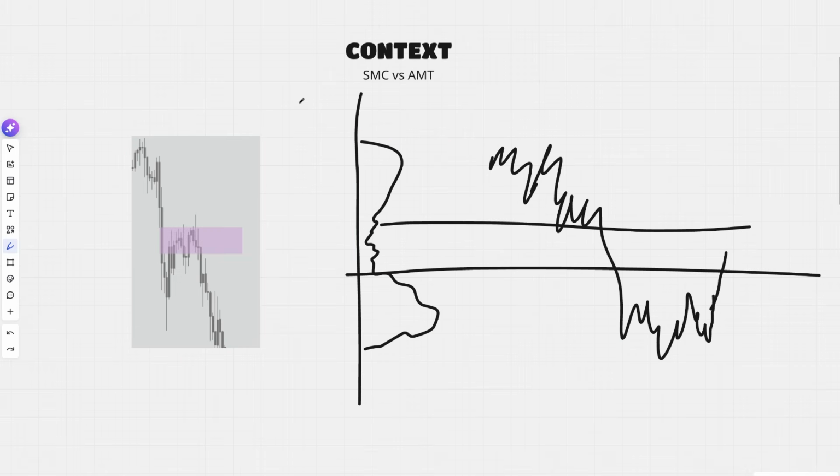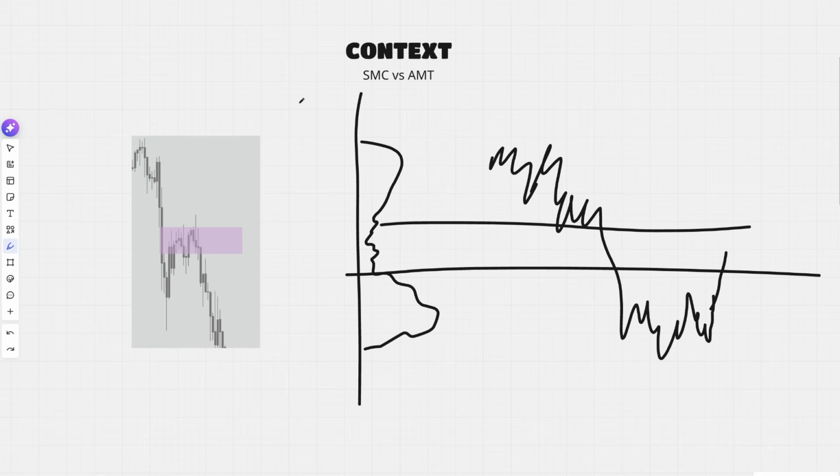So I want to show you why classic charting techniques can work and why volume analysis is still so much better by comparing context ideas, so classic smart money concepts, to the auction market theory framework, which just explains how buyers and sellers agree or don't agree on prices and how the auction, the market, moves.